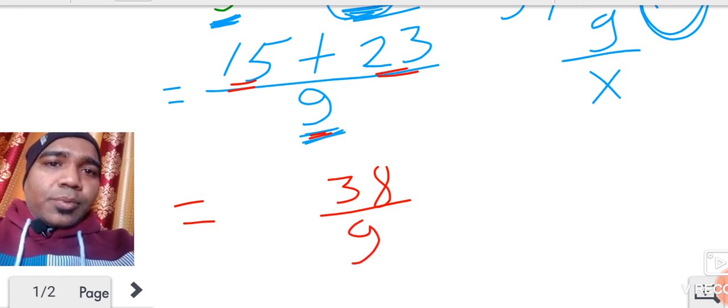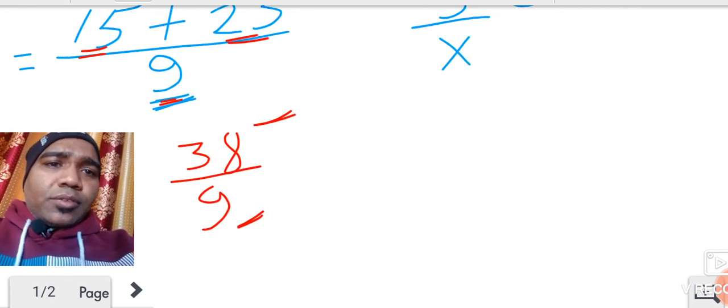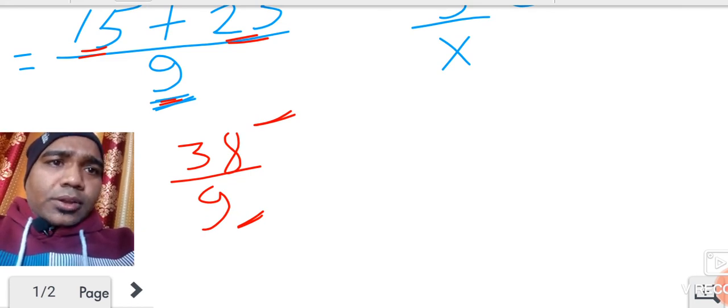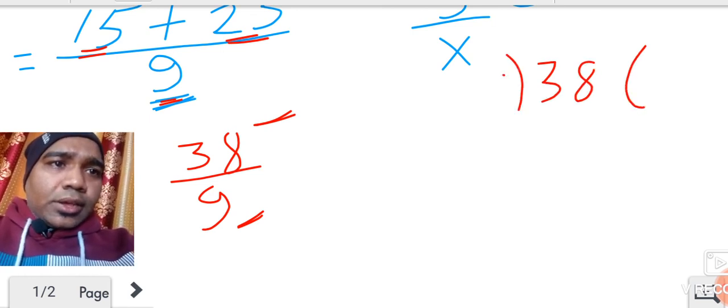Now is this proper or improper? This is an improper fraction. Why? Because the numerator is greater than the denominator, so it is an improper fraction. So what do we have to do? An improper fraction, we always change it into what? Mixed fraction. So how do we change? We divide 38 by 9.